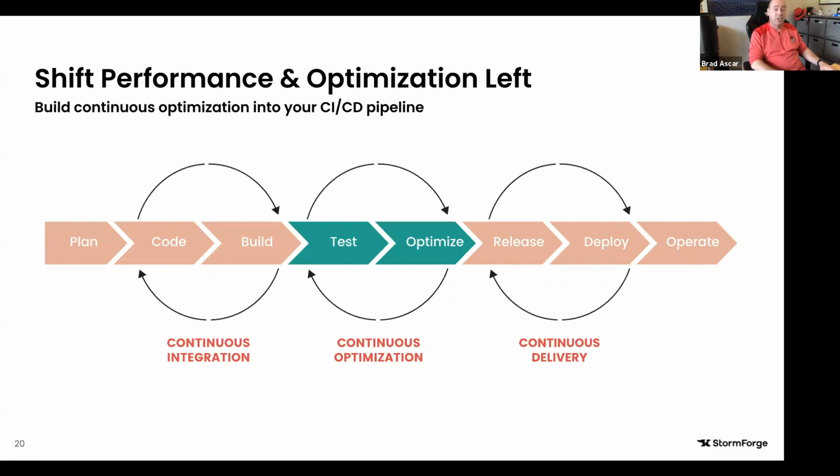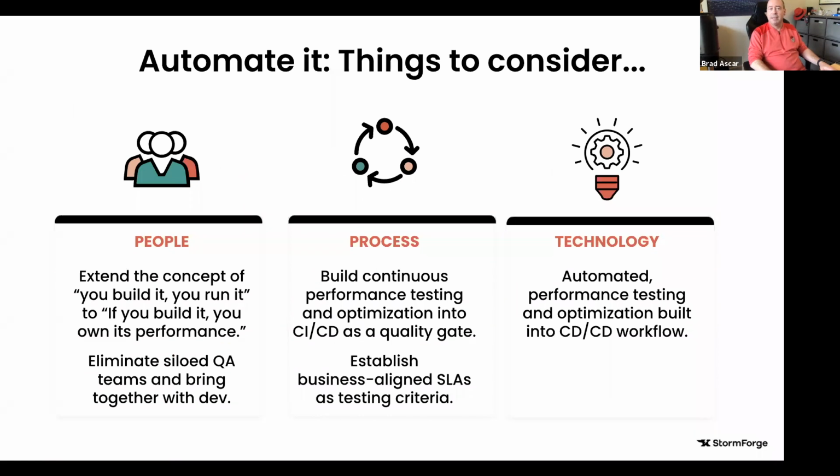Sometimes you don't even catch it while you're in your canary phase, or when you're testing in your blue-green, everything looks okay. You do a full rollout, and then the performance problem happens because you actually take the load that exposes that performance problem. So when you're automating it, things you want to consider: extend the concept of "you build it, you run it" to "if you build it, you own its performance." Eliminate the silo QA teams and bring them together with development. From a process standpoint, build continuous performance testing into your optimization in your CI/CD pipeline as a quality gate.